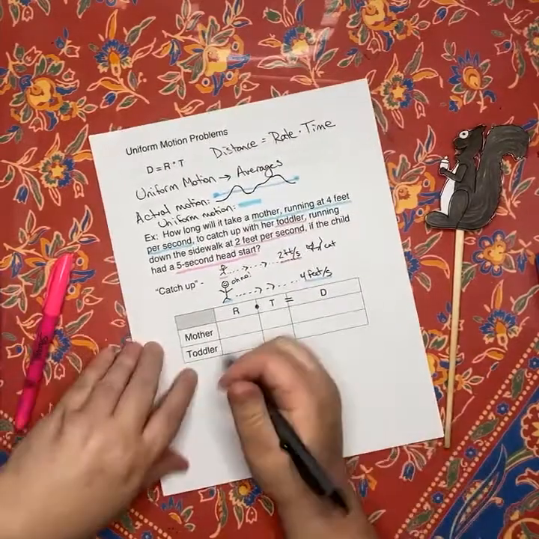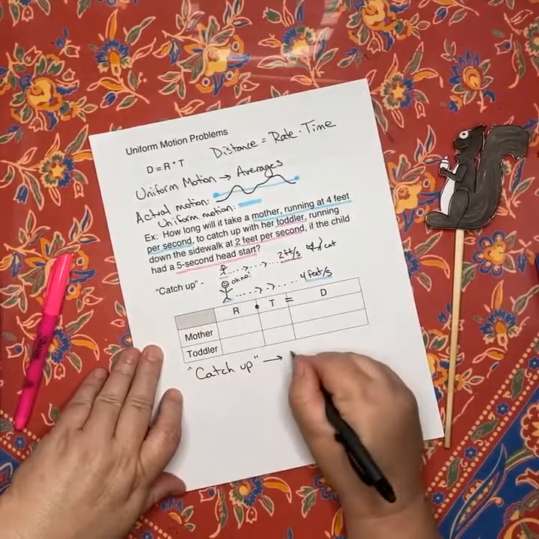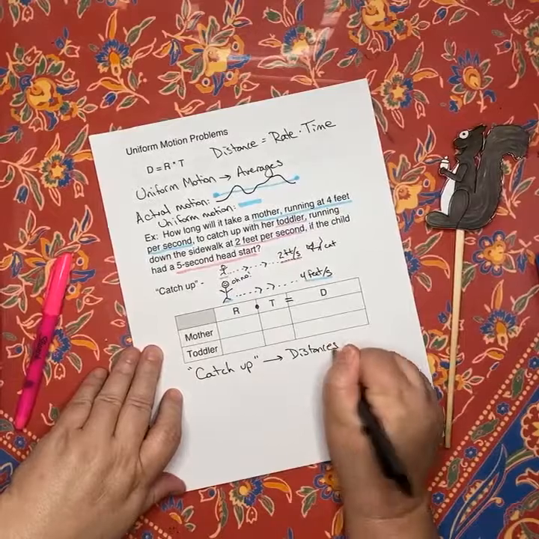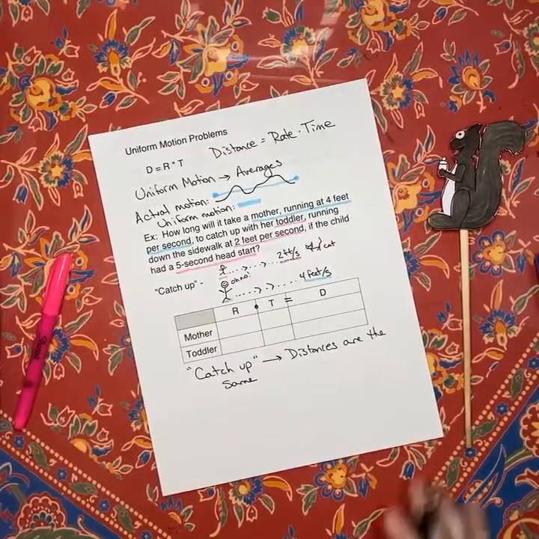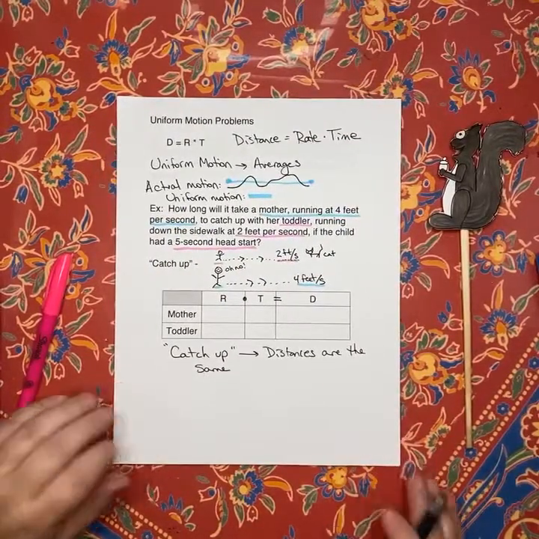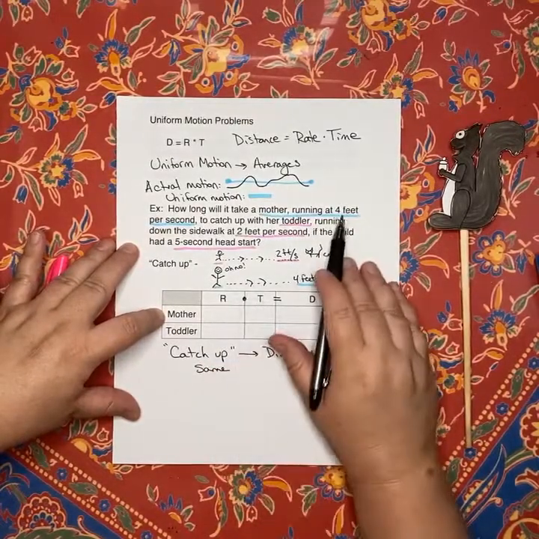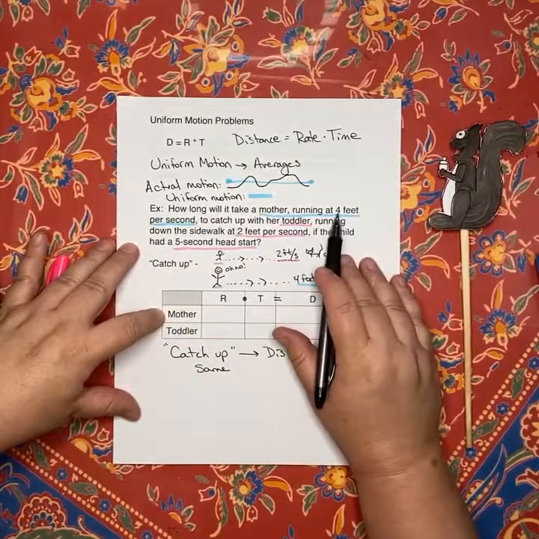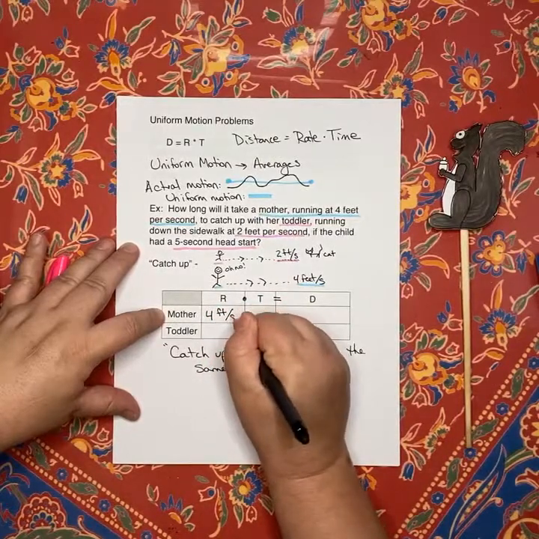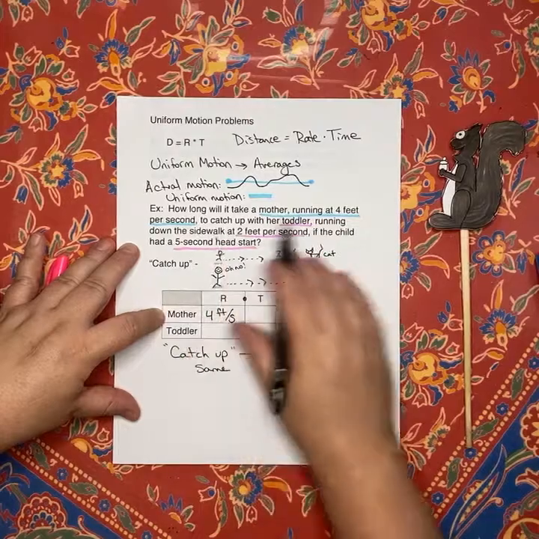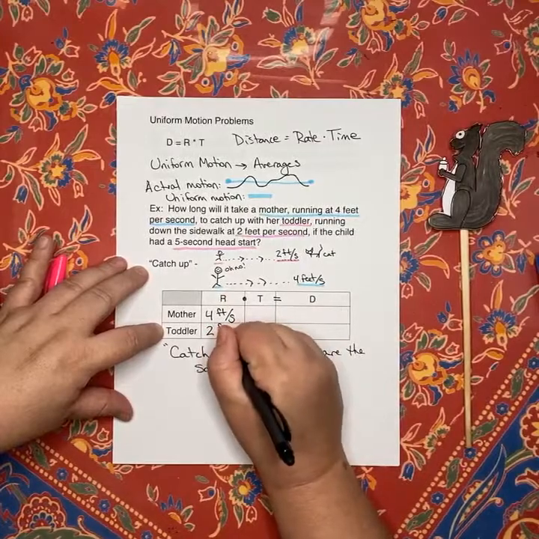So when the problem says catch up, it means the distances are the same. Okay, so let's look at the mother. The mother, R is the speed, that's the per. The speed is the per. 4 feet per second. And it doesn't say how long she was running, so I'm going to go down here to the toddler. The toddler was going at 2 feet per second.